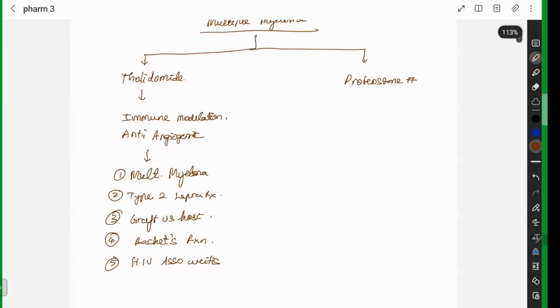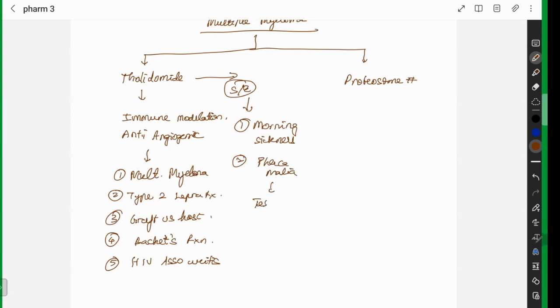But remember, thalidomide has two side effects. Number 1, it causes morning sickness. And the second important thing, number 2, it can lead to phocomelia. Phocomelia is an important teratogenicity, and that is the reason why you're going to avoid it in pregnancy. Clear, right? Now coming to the proteasome inhibitors.